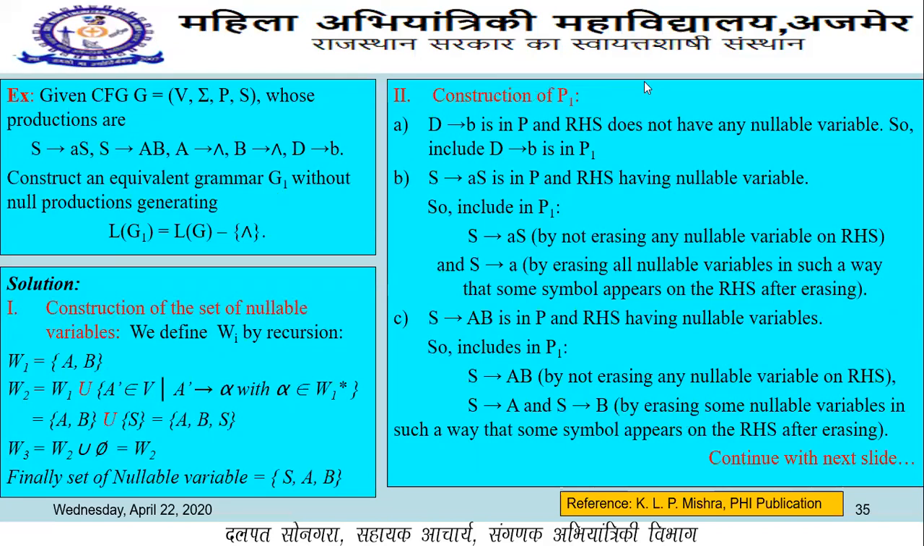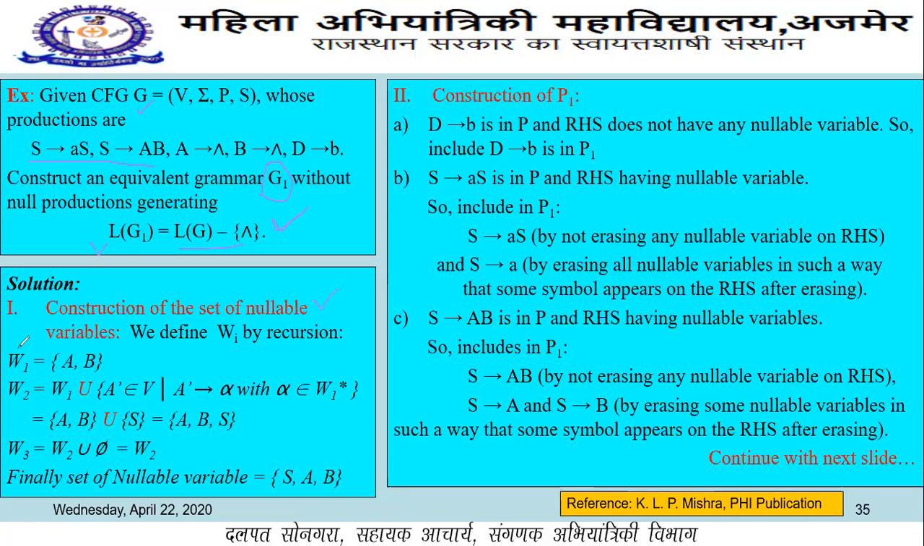So this is our example, in which we have a context free grammar G whose productions are given like this, and we have to construct a corresponding simplified grammar G1 such that L of G1 equals L of G without the null string. So in step first, according to theorem 4, we construct the nullable variables.